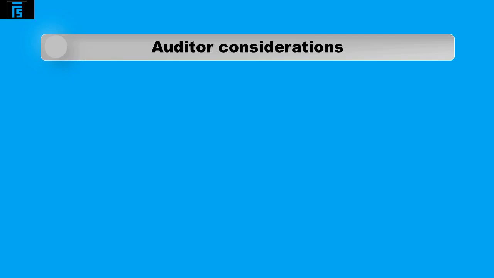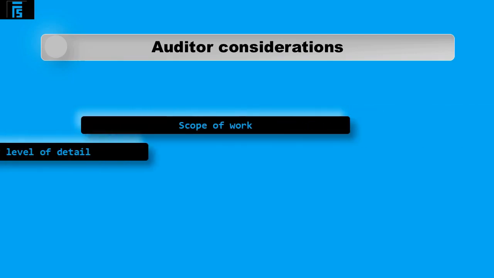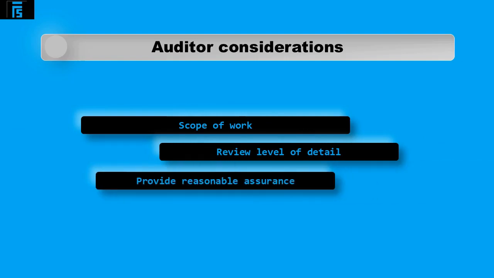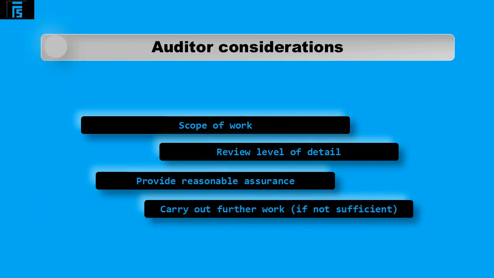The auditor must consider the following: the scope of work. The auditor should review the level of detail put in by the client expert. Remember, the auditor must provide reasonable assurance on the financial statements, and therefore there must be sufficient detailed work carried out by the expert. If the work is not sufficient, the auditor will need to carry out further work or gather further evidence on this area.